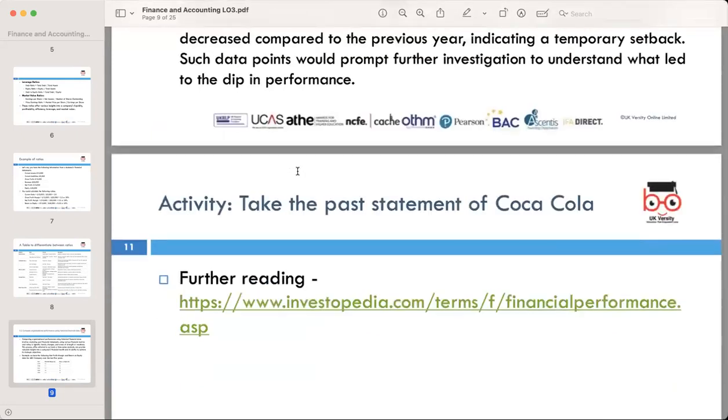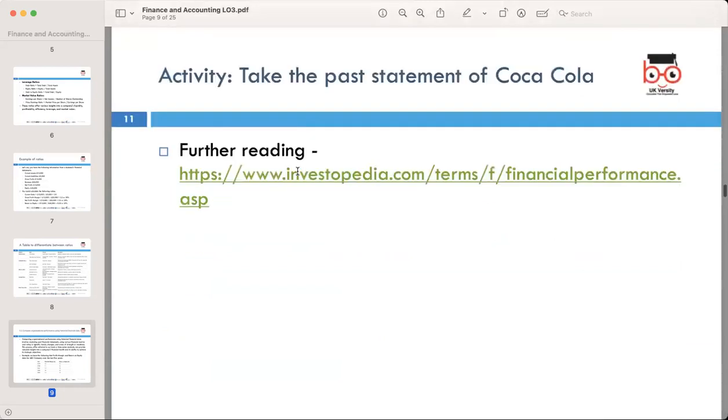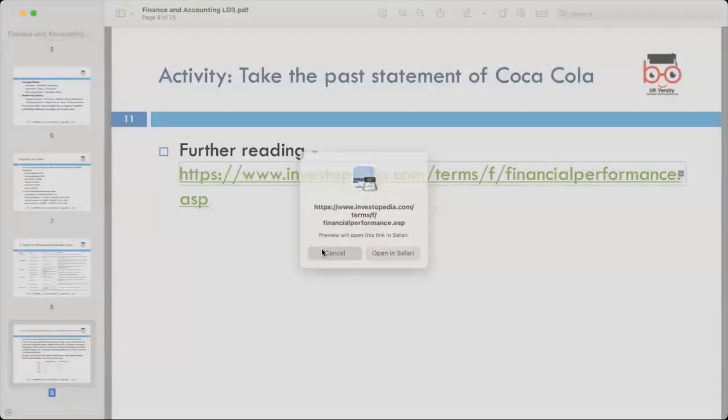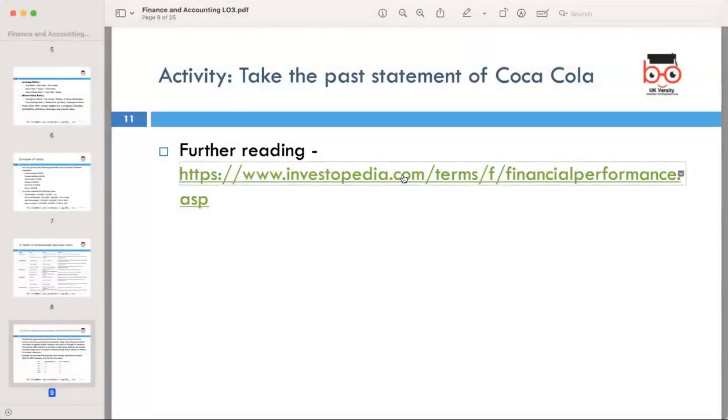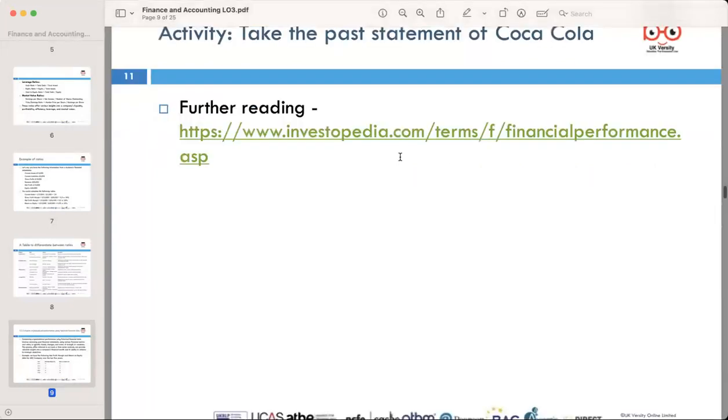Here, take the past statement of Coca-Cola. If you want to see, you can go to Investopedia, and you can see the past statement of Coca-Cola company.